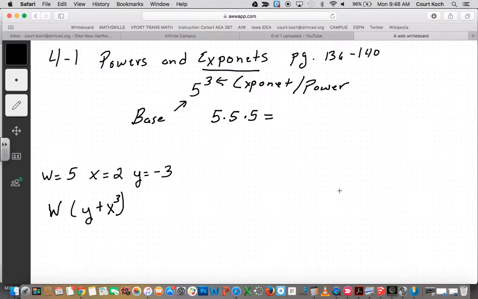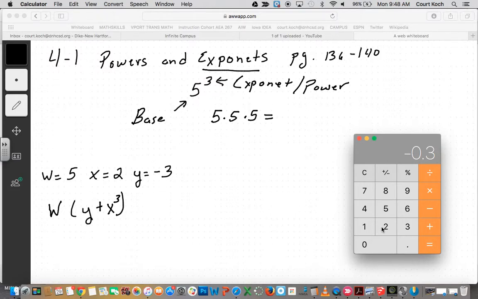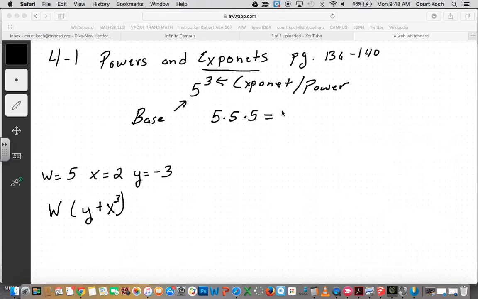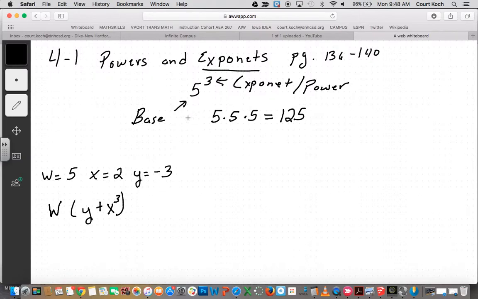So I know what 5 times 5 is. 5 times 5 is 25. So what I'm going to do is take that 25 and multiply it by another 5 to find that 5 times 5 times 5 is 125. So 5 to the third, or 5 cubed, is the same as 5 times 5 times 5, which is equal to 125.